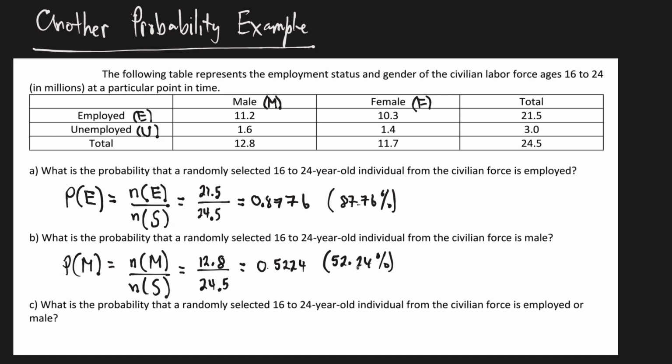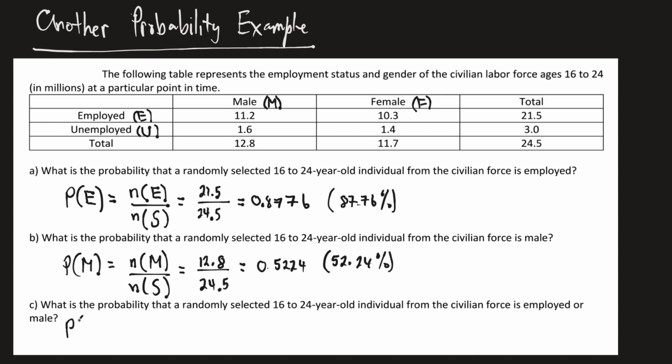So as a percentage, it's 52.24%, right? So a lot less likely that this randomly selected person is going to be a male. In fact, it's almost 50%. So there's a 50-50 chance that this person is a male or not, right? Or is a male. Okay, so finally, let's look at what C is asking. So C is asking, what is the probability that, again, this individual is employed or male?